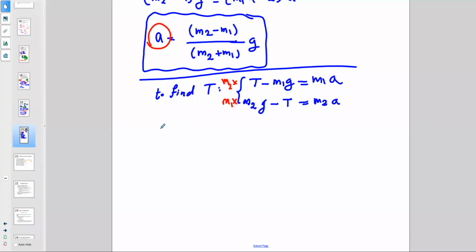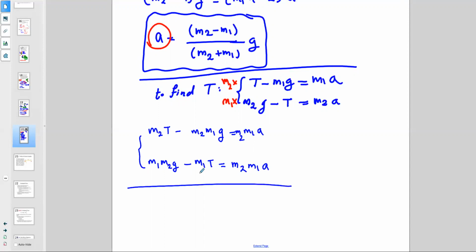So what I have here is, let me actually change the color one more time to be consistent. Okay, so I have M2T minus M2M1G equals M1A, and I have M1M2G minus M1T equals M2M1A, and I have an M2 here as well, right? Because I'm multiplying everything by M2.